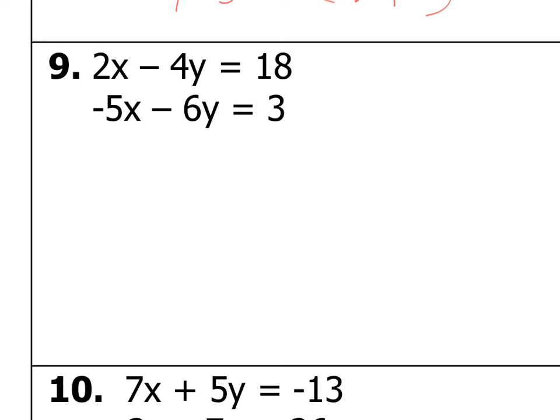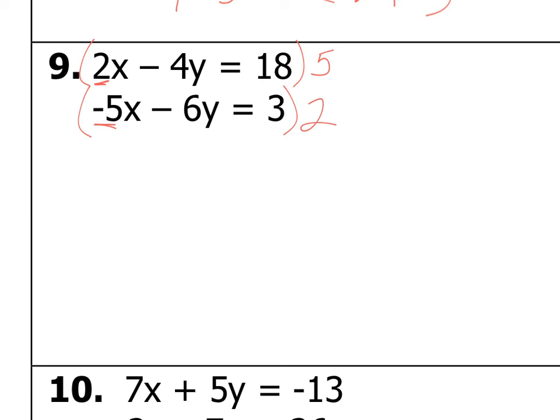Again, I can choose x or y. I'm a creature of habit, so I'm just going to say, hey, let's just eliminate our x's. So I'm going to take this 2, that's my coefficient, multiply this equation by 2. I'm going to take this coefficient here, negative 5, multiply up here by negative 5. Actually, I'm going to give you guys a change up. I'm going to multiply that by just 5.